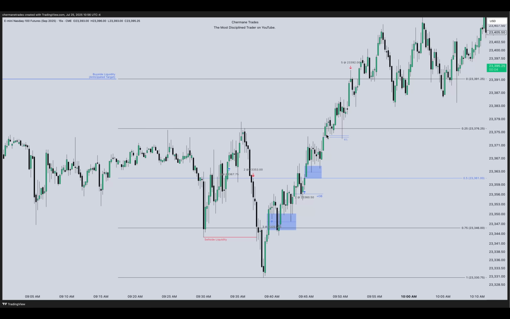Now let's get a little bit more advanced. Implied dealing ranges. So those relative equal highs is our drawn liquidity. That is what I'm looking for. That is what I'm targeting.